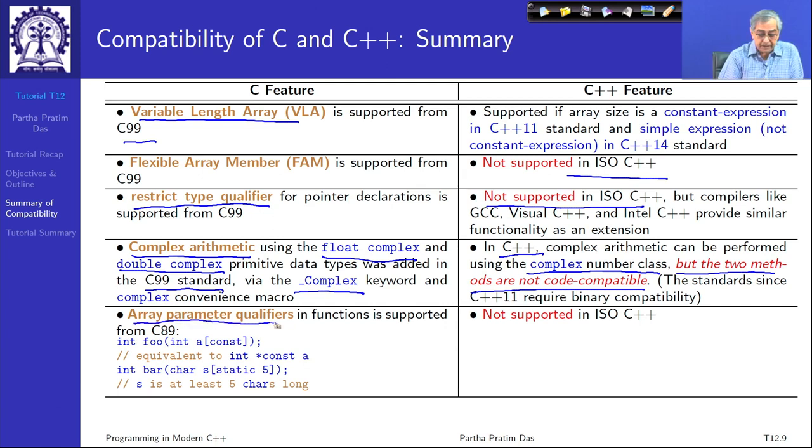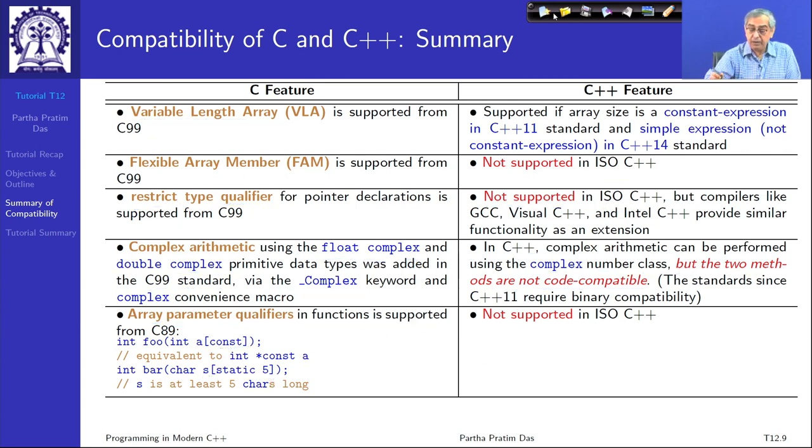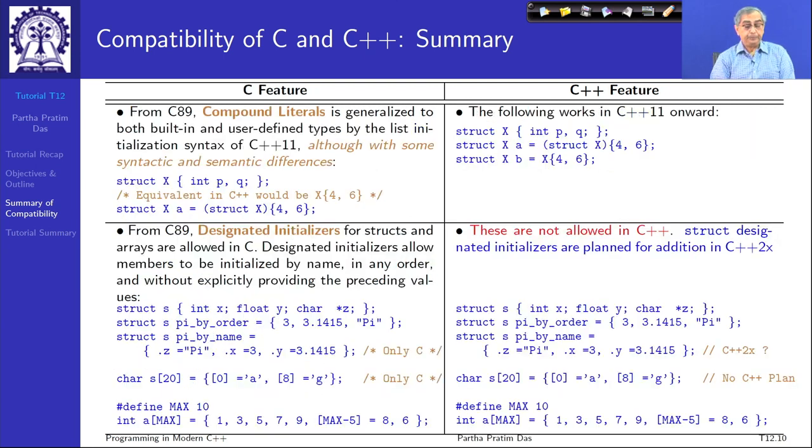Array parameters qualifier in function is supported in C89 like this, which is equivalent to saying something like this. It is not supported in C++. Not a very common feature though in C. So, it is in a way okay. Here there are a lot of changes.